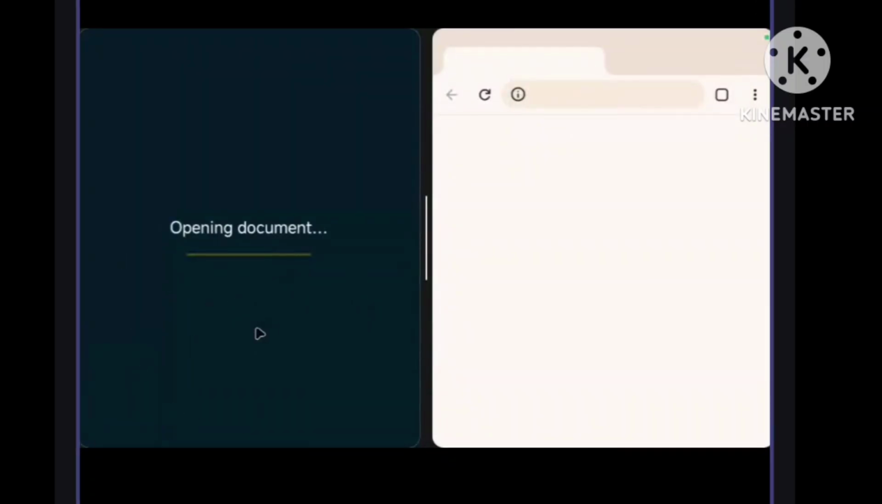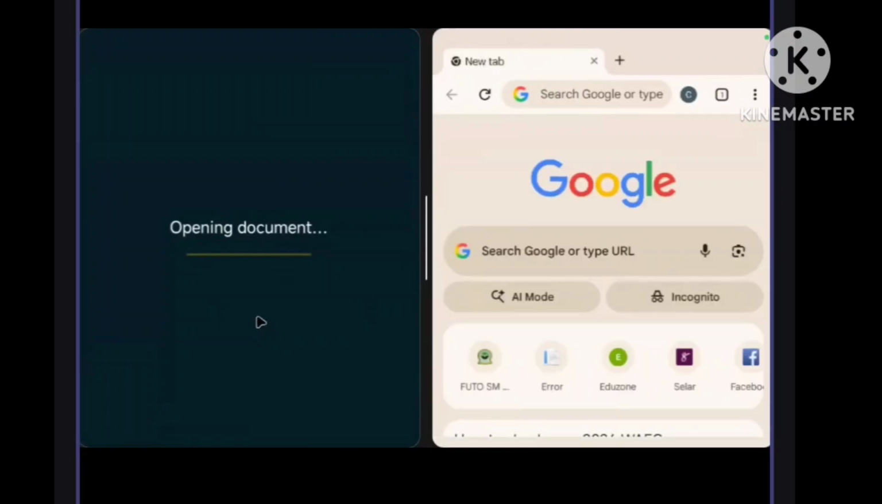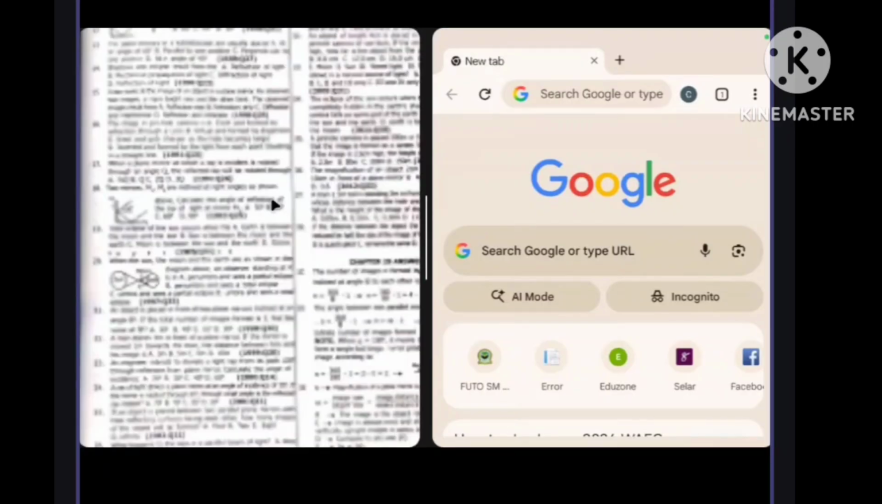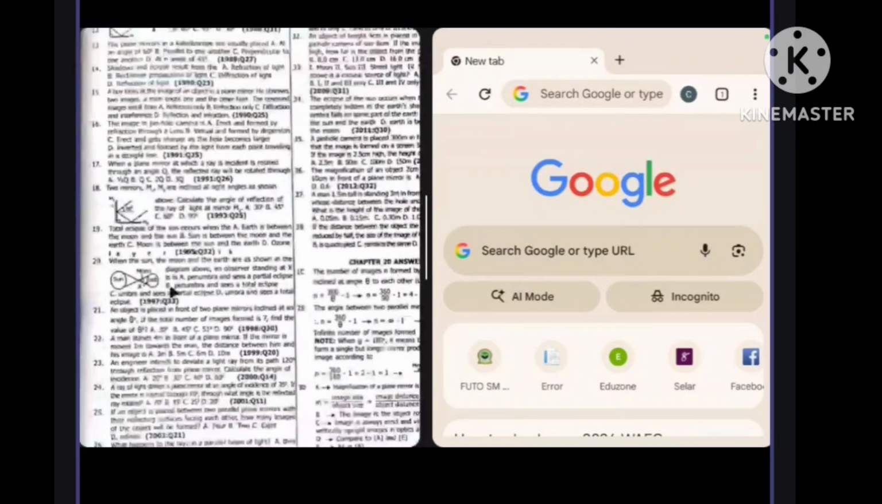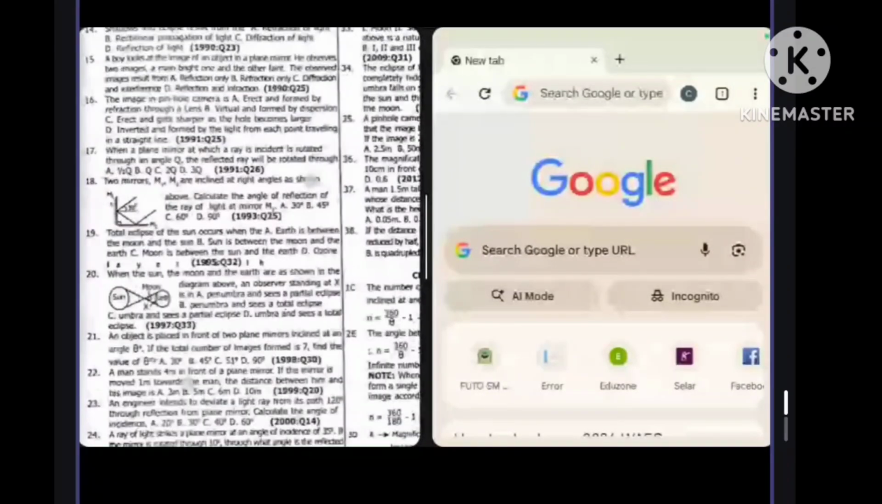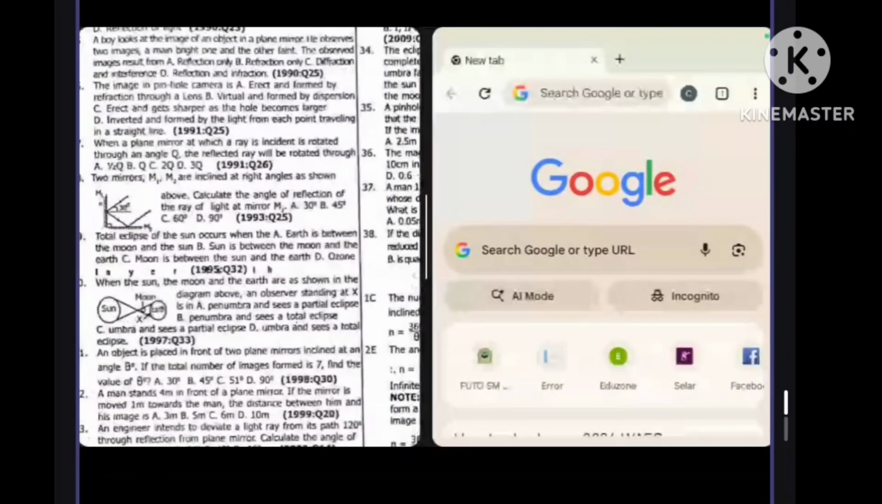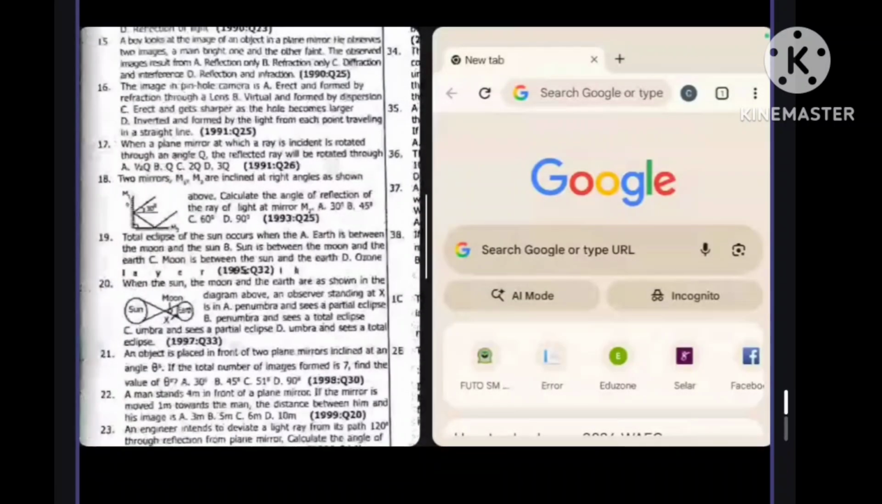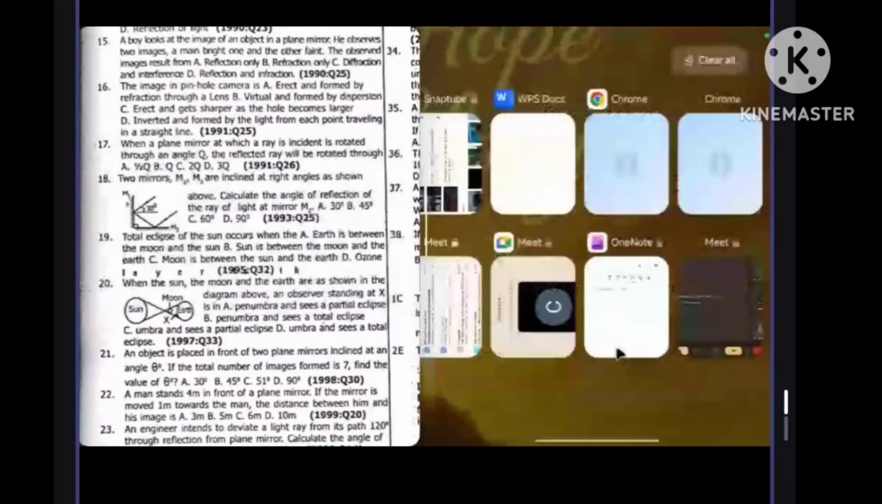I said you should attempt question 19. Question 19. Here it is. So can you zoom it into question 19? Can we see now? 19. What's the answer there for 19?